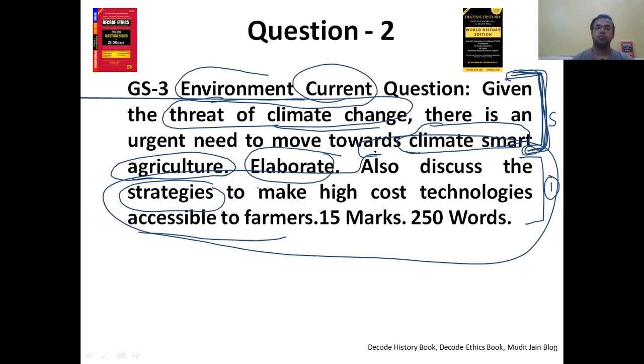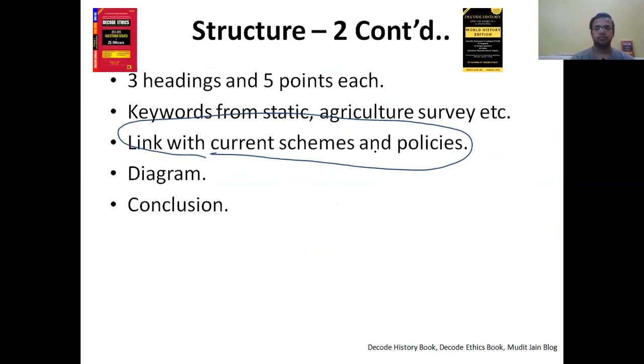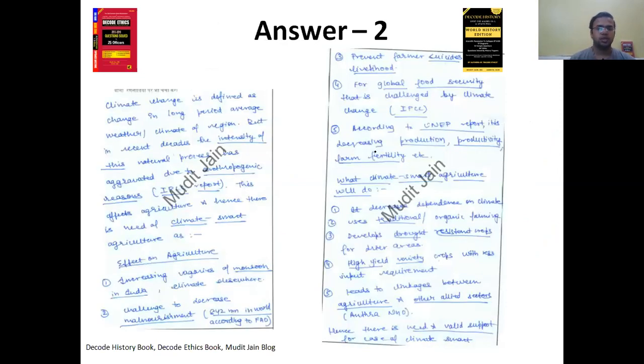So this will automatically make high cost technologies accessible to farmers. See how I have linked a current affair based policy to this particular question. So likewise, there are many schemes in use. You can easily link them. Let's see the answer that I've written.